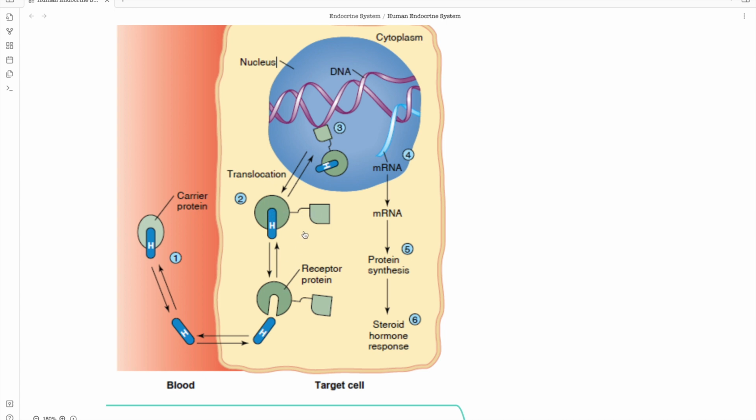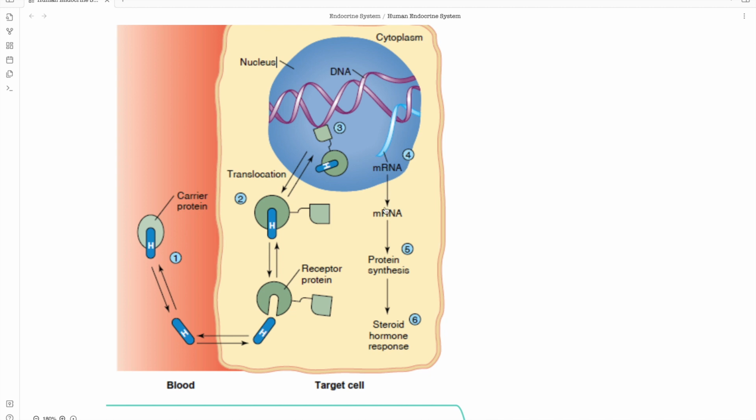Now this hormone receptor complex moves from the cell periphery to the cell interior near the nucleus, and enters into the nucleus. This is called translocation. This receptor for steroid hormone contains both the nuclear import signal and nuclear export signal. So this hormone receptor complex enters into the nucleus, and then it can bind with the DNA, and it promotes the transcription of specific mRNA.